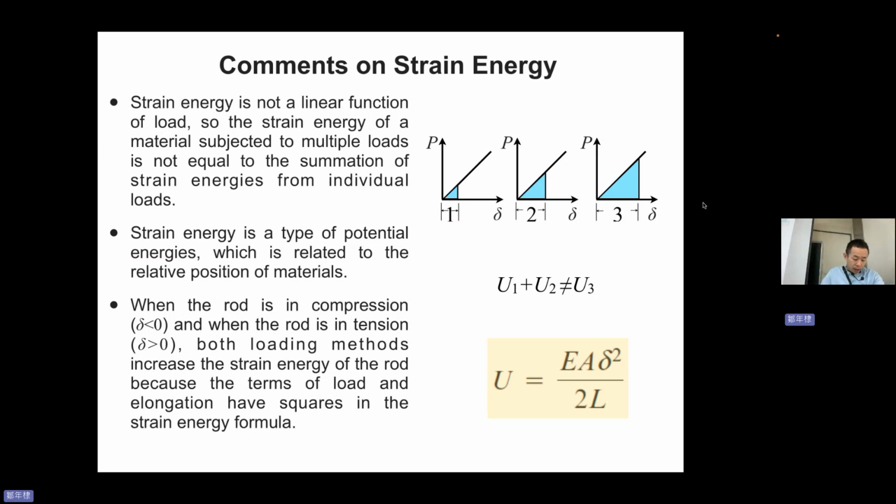Okay, yeah, and when the bar or spring is under compression or tension, they all store energy. They all store strain energy. So you can see here is delta square. No matter delta is positive or negative, after the square, everything is the same. So they store energy. Right.